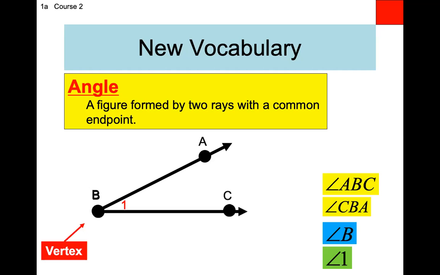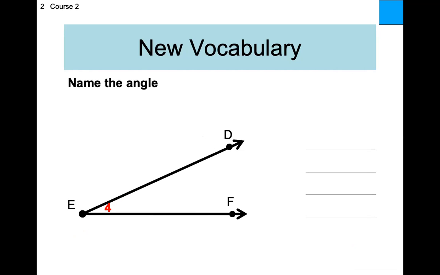We can only use angle B when it's by itself. It's by itself, so we call it angle B. So guess what I want you to do in box 2? Name that angle. Go to box 2, name that angle. There are four lines here, so suspiciously, there must be four answers. Name that angle.